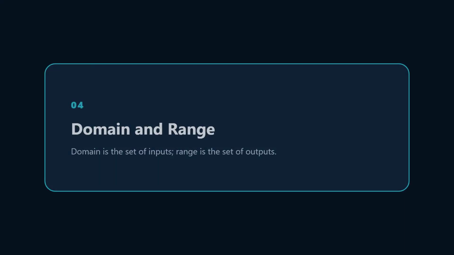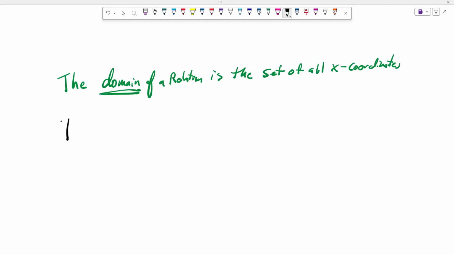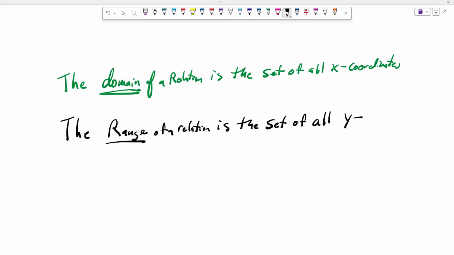Okay, another definition. The domain of a relation or function is the set of all x coordinates. The range is the set of all y coordinates. Sometimes we say the domain is the set of all the inputs, and the range is the set of all outputs.